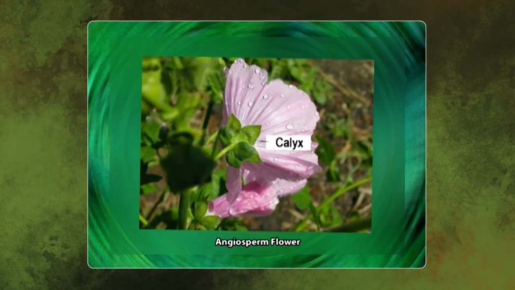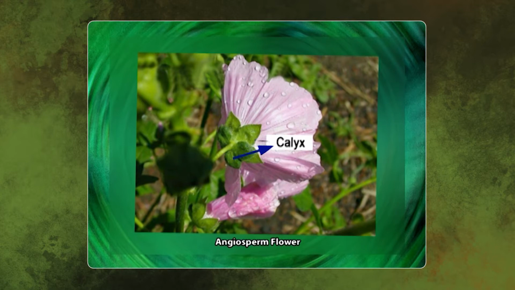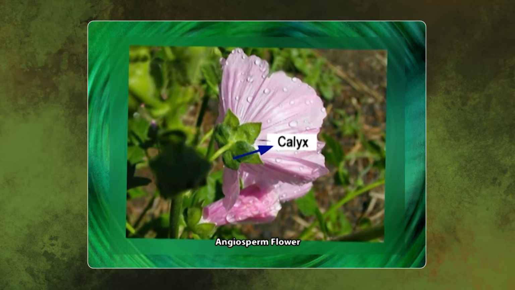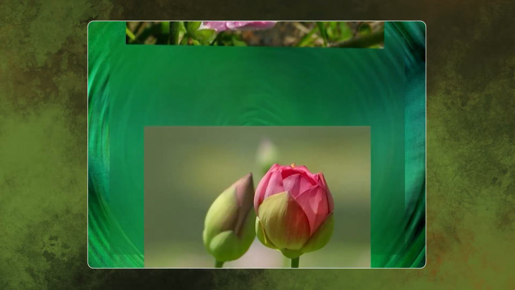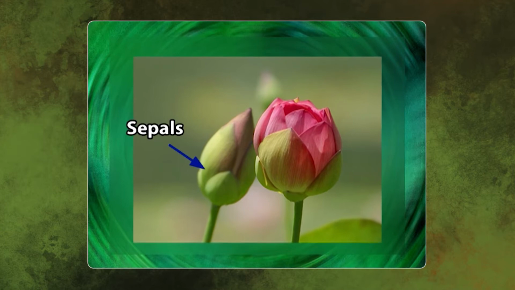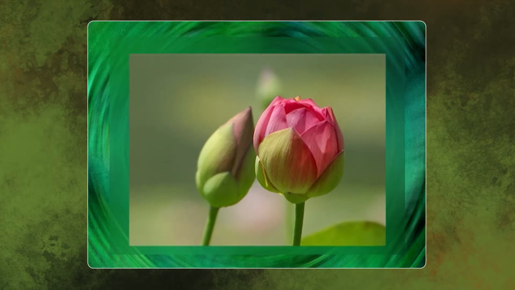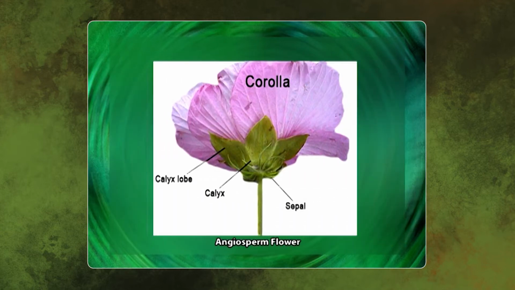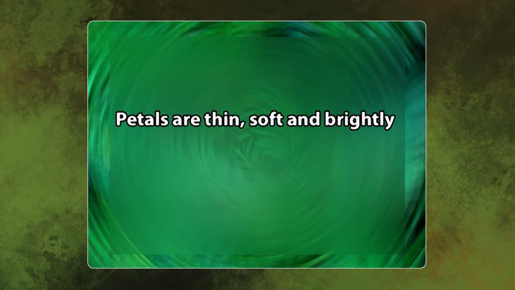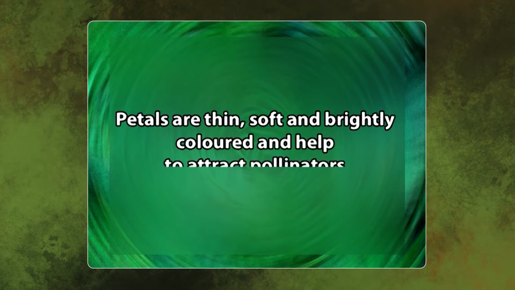The calyx forms the outermost wall in the flower. Its component parts are called sepals, which are generally green in color. Calyx is meant to give protection to the inner parts of the flower when the flower is in bad condition. Corolla is the next wall towards the apex and is composed of units called petals. Petals are thin, soft and brightly colored and help to attract the pollinators.